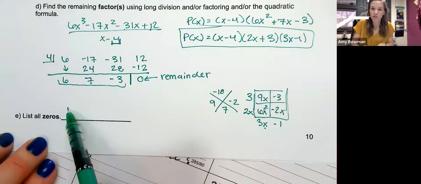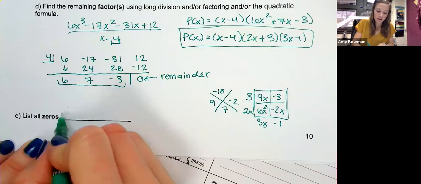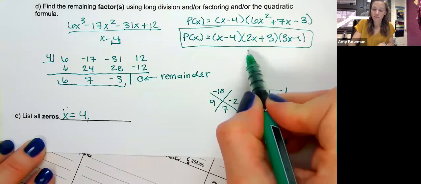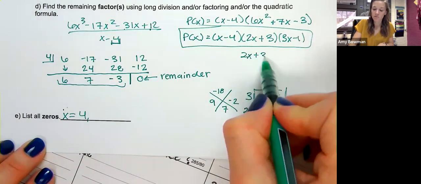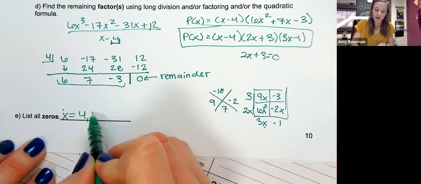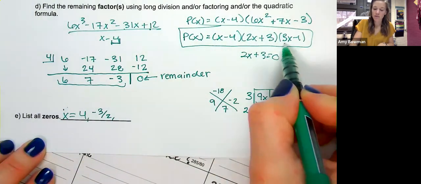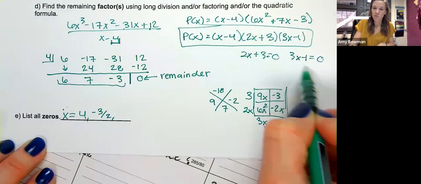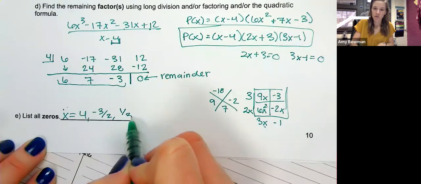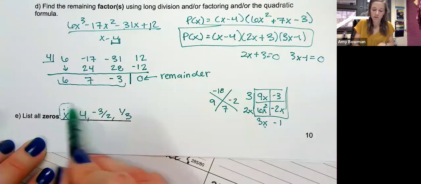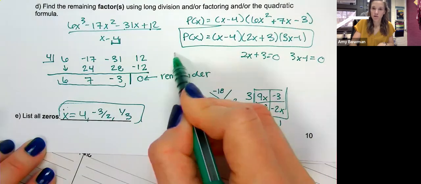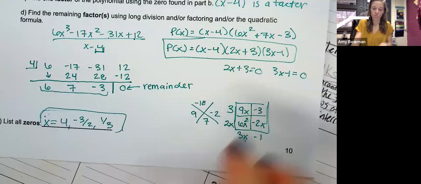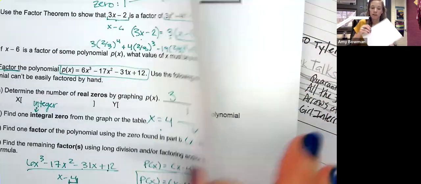So listing all the zeros, if x minus 4 is a factor, then 4 is a zero. If 2x plus 3 is a factor, then just set that equal to 0 and solve. We get negative 3/2. And same with 3x minus 1. If we set that equal to 0, add 1, divide by 3, we get positive 1/3. So we've got all of our zeros here after we used the graph to factor it completely. Okay, so we'll do a couple more of those examples in a few minutes.